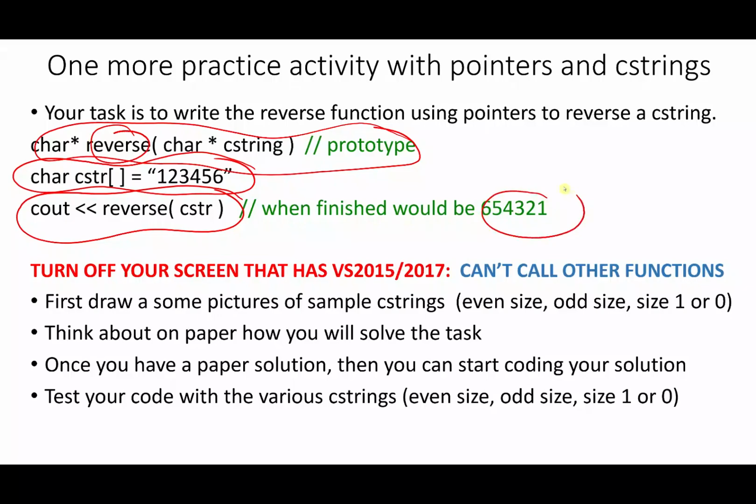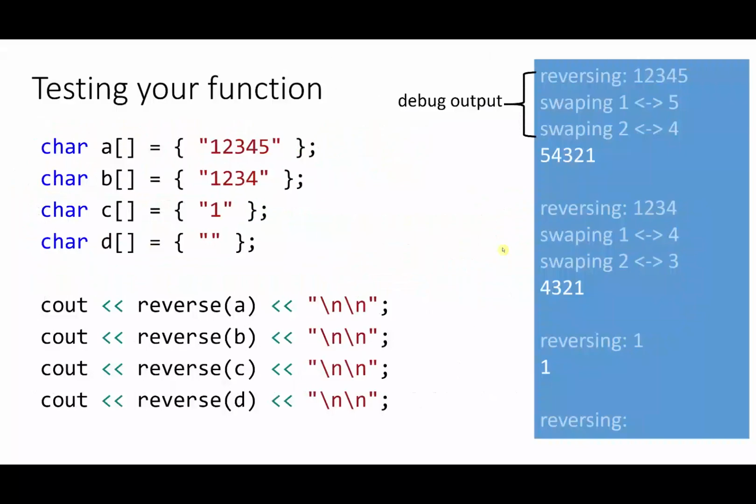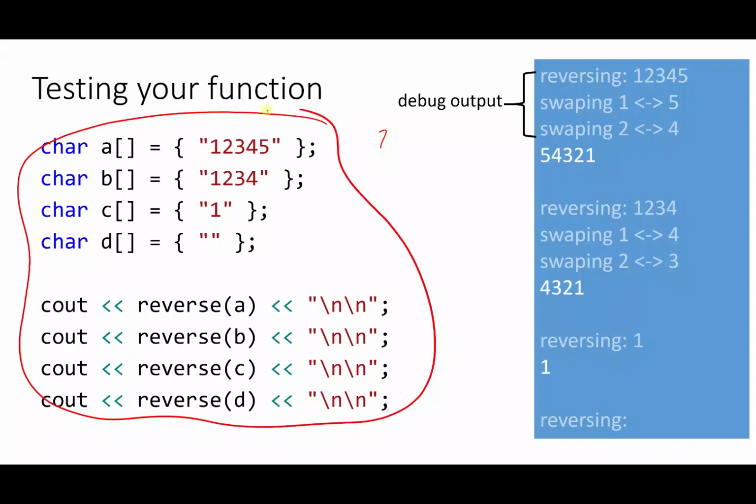4, 3, 2, 1. So turn off your screen that has the Visual Studio, whether it's 2015, 2017, or now we are using 2019. Think about it and then implement the function. Then you can test your function, the one you implemented after you came back, on this. You can copy this to your main.